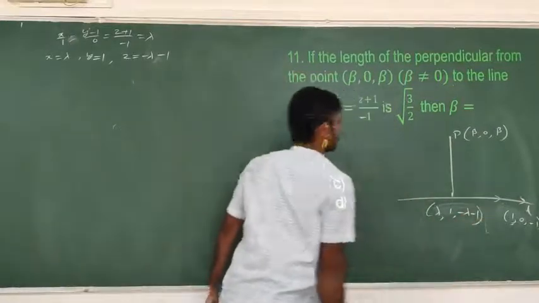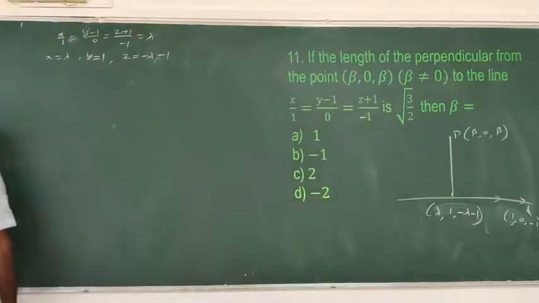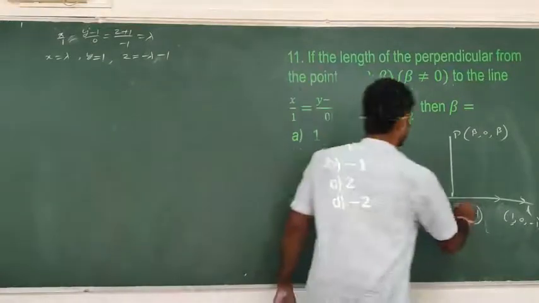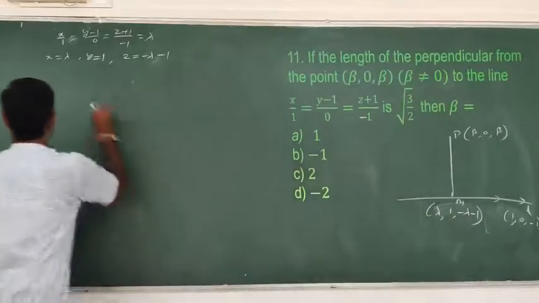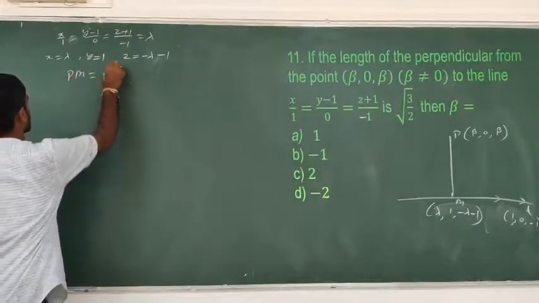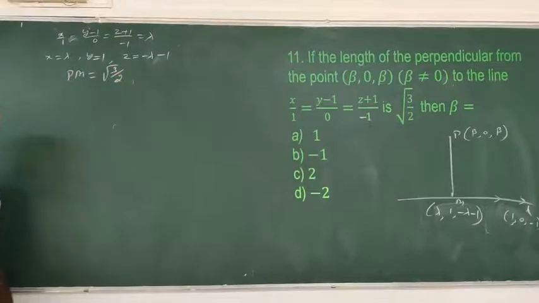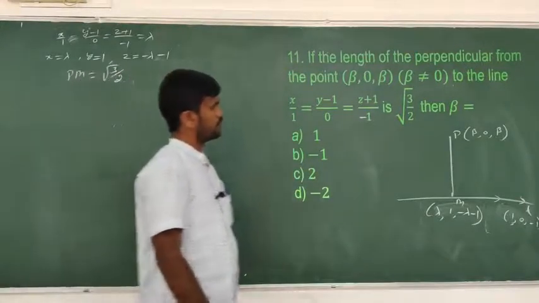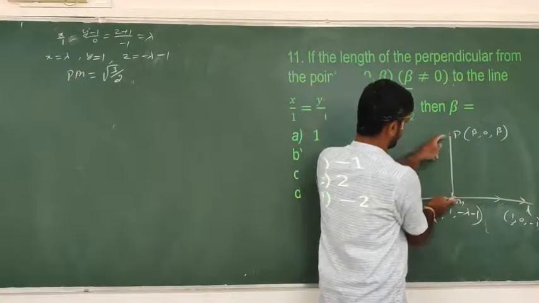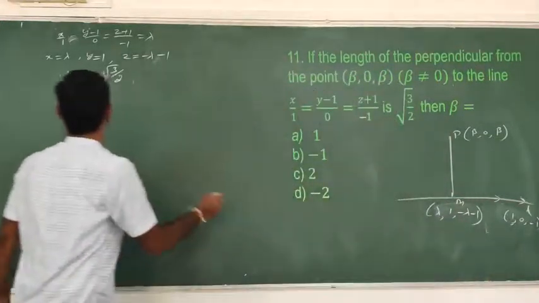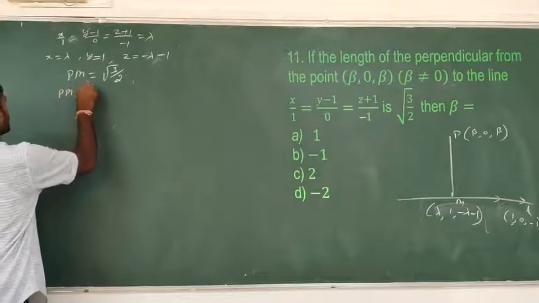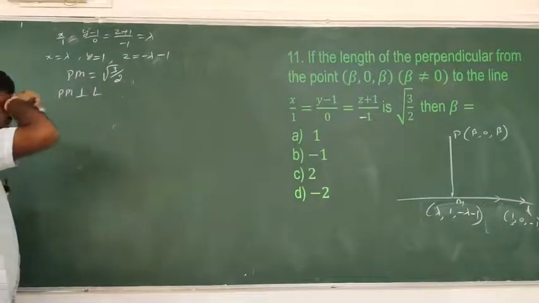Next, we are already given that the length of PM, where M is the point of intersection, is equal to square root of 3 by 2. The value of PM is square root of 3 by 2, they have given. So then here the coordinates of M, these two lines PM and the line L are perpendicular. PM is perpendicular to line L.